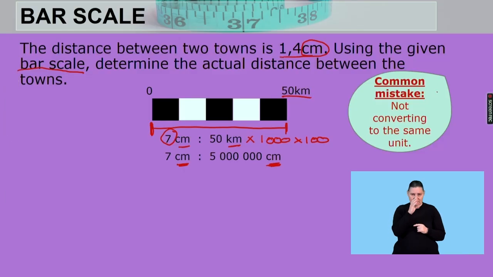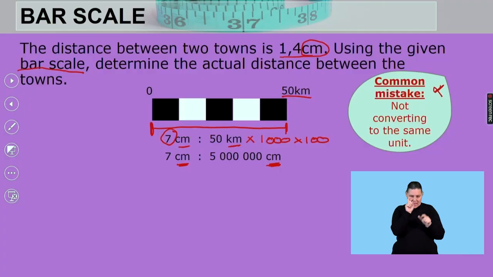So here's the mistake. All right, please take note of this. Not converting to the same unit, like we've just done there, where you leave it as 7 centimeters to 50 kilometers. We can't work with them. They're not the same. That's the problem. So you have to be aware of that.